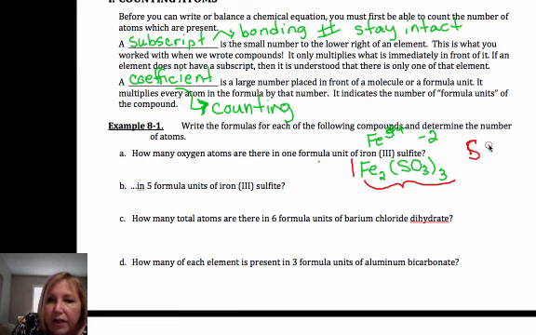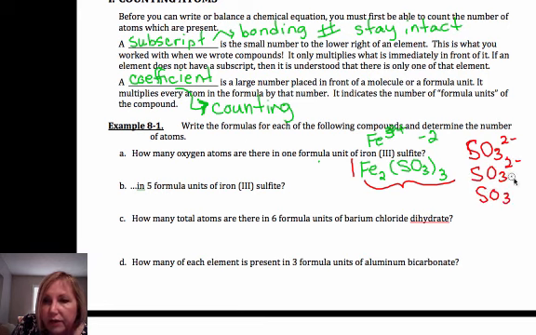Well, if I have 3 SO3 polyatomics, and yes, you still need to know your polyatomic ions, or maybe you ought to learn them if you never did in the first place. So I have 3 of these, so I have 3 times 3. Either way you want to look at it, I have 9 oxygen atoms.